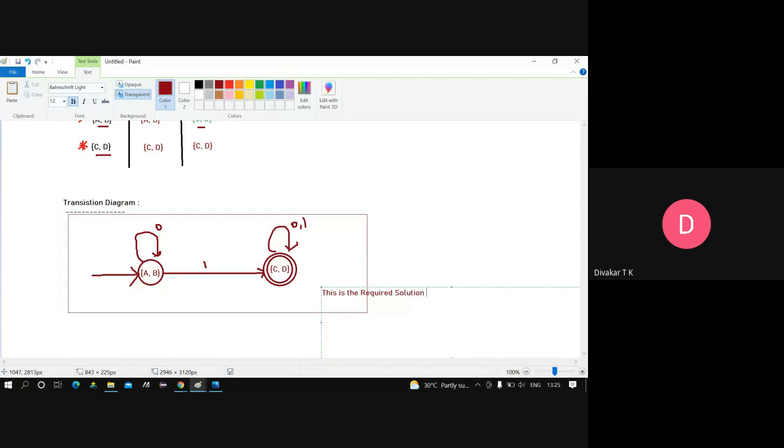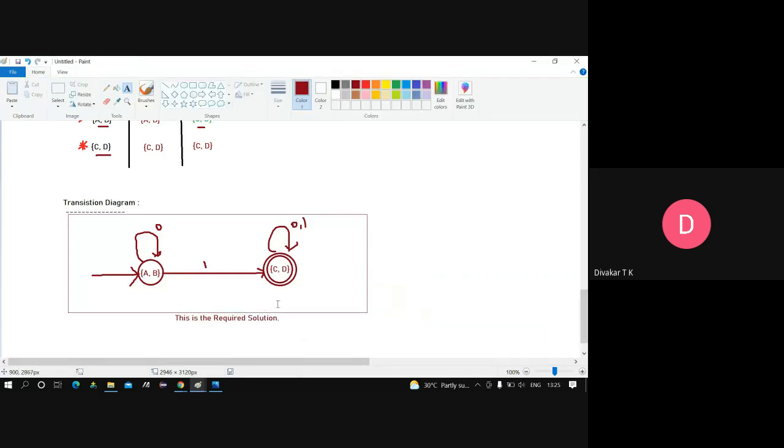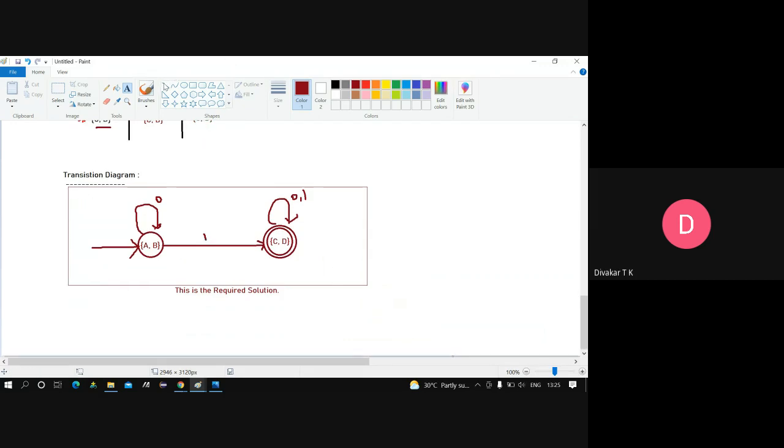Write this one so that it is understood that this is the required solution. Don't hesitate to write at least "required solution" or "this is a solution", to show that we are ending this problem. You lose nothing. Okay, we are done with this problem.